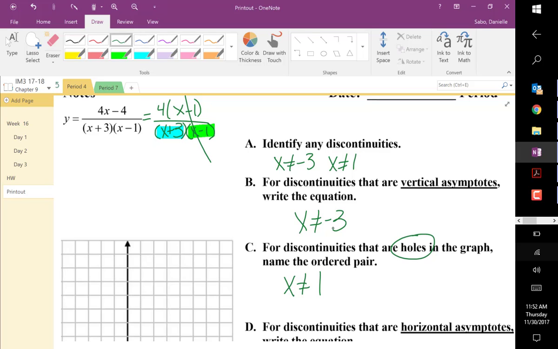Now that I think about it, why did you change the signs for 3 and 1? Because you have to ask yourself what makes the denominator equal to 0. Oh, now I remember. It's okay.